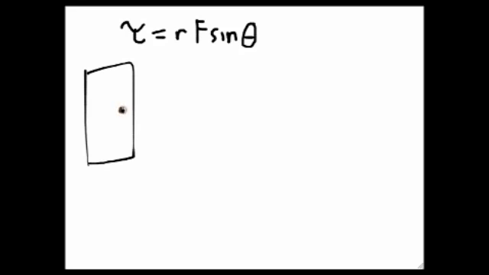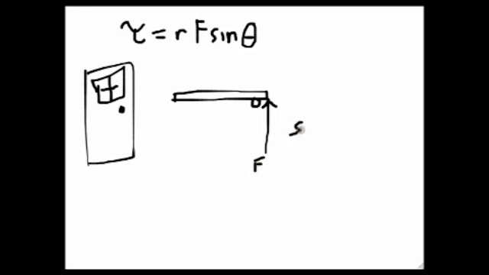Let's go back to our door example. Let's look at a few different scenarios with the door. Remember, torque equals R times force sine theta. Here's our door. Let's take a look from the top. First, we're going to apply the force at the very far right-hand side at an angle of 90 degrees. We can think of the torque in this situation as being equal to R times F, because sine of 90 equals 1.